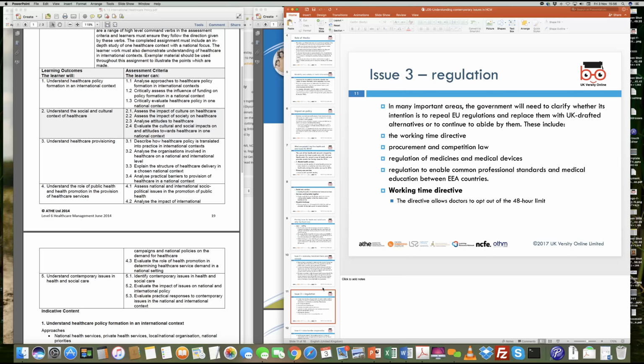Similarly, the working time directive for pilots, people who fly aircraft, is stipulated at 70 hours, if I am correct. I think it's 70 hours or 150 hours a month. One second, let me just double check. I know it's 22 hours. Right, 22 hours a week. So they cannot fly for more than 22 hours at a stretch under the working time directive.